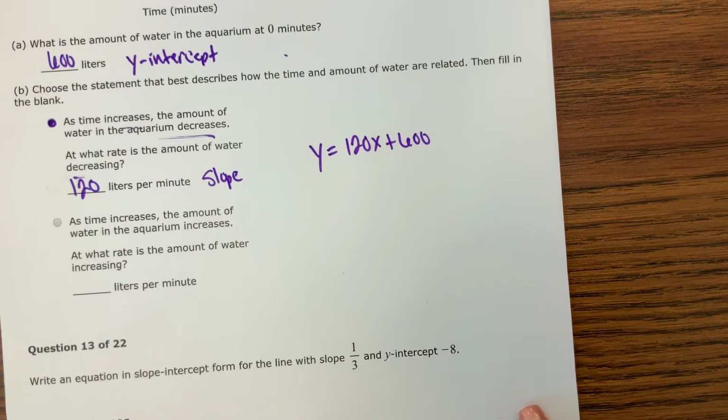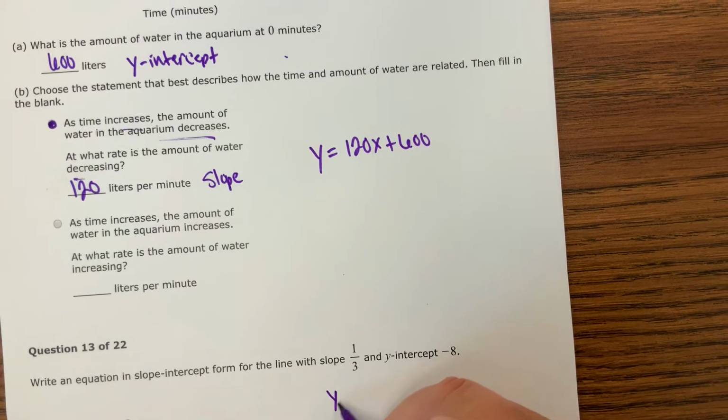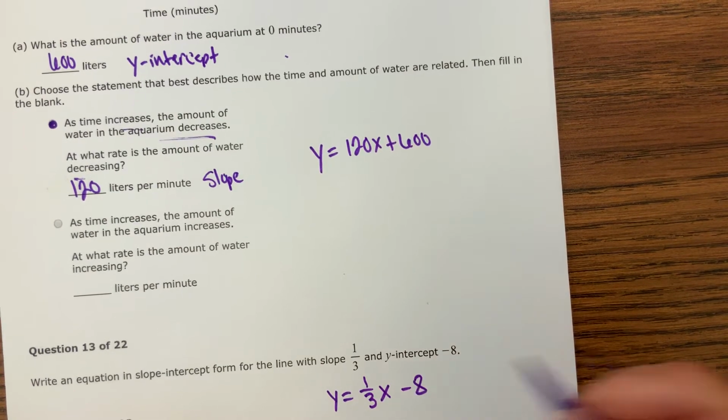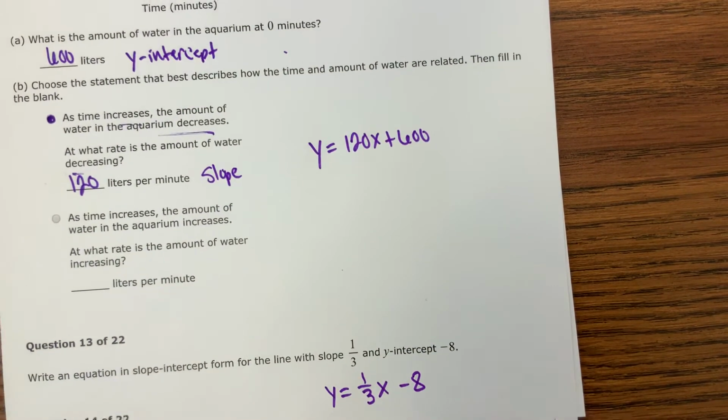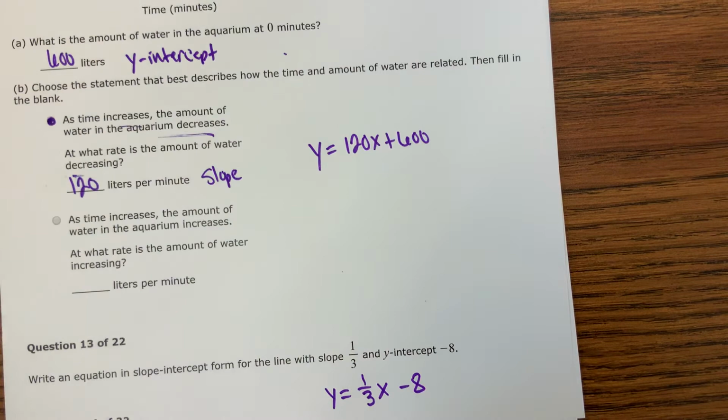This next question, if you're given slope is 1/3, y-intercept is -8, how are you going to put that in slope-intercept form? 1/3 x minus 8. Very simple. Okay, the next one is going to move into point slope form. So we're going to move into point slope.